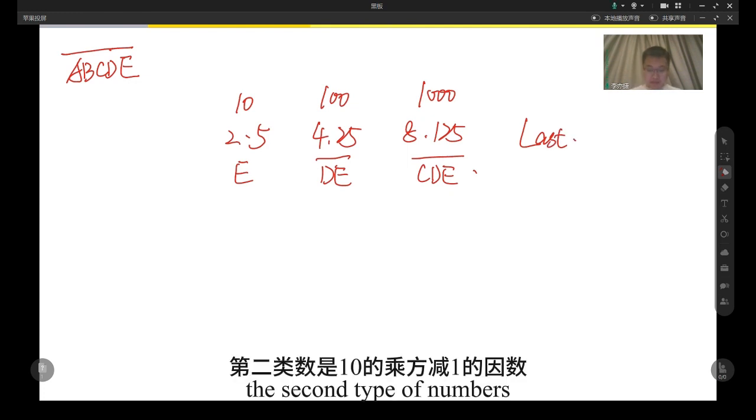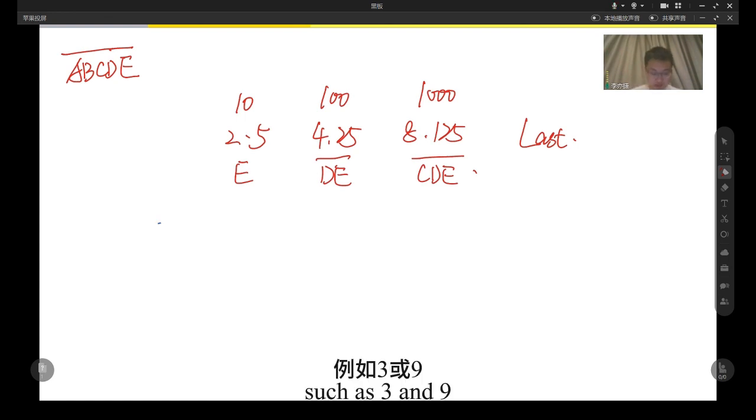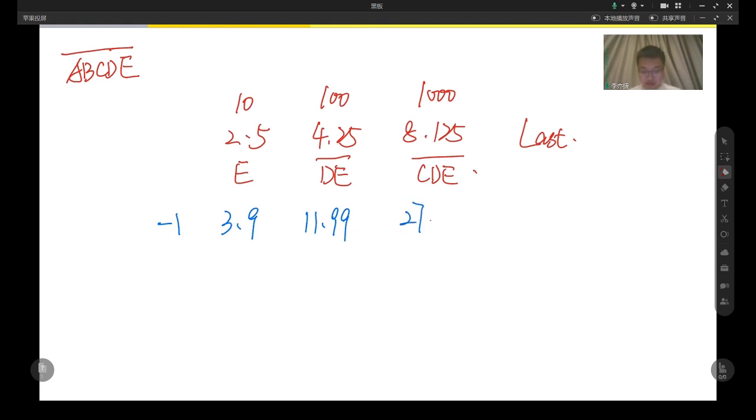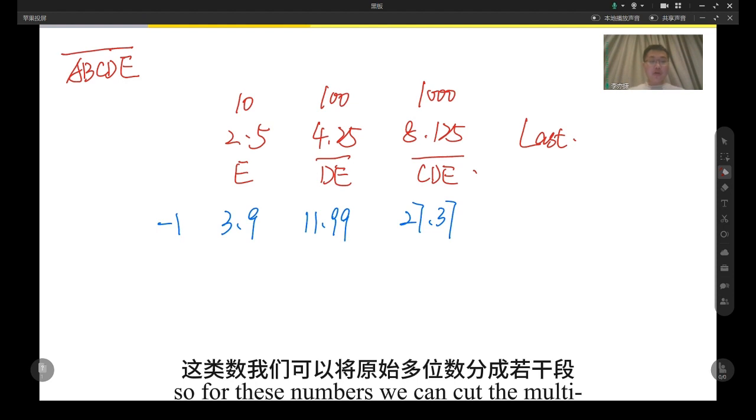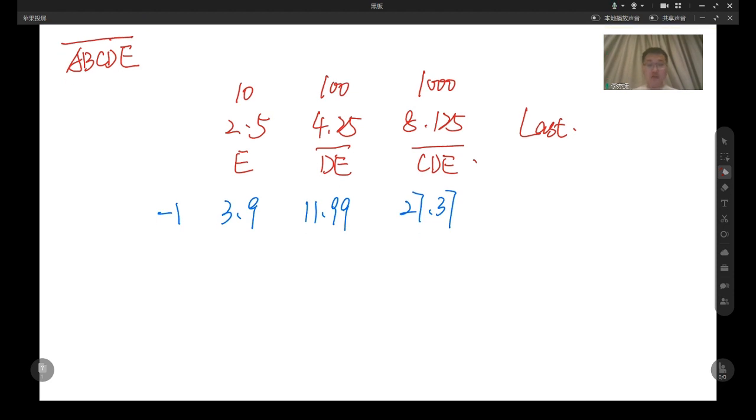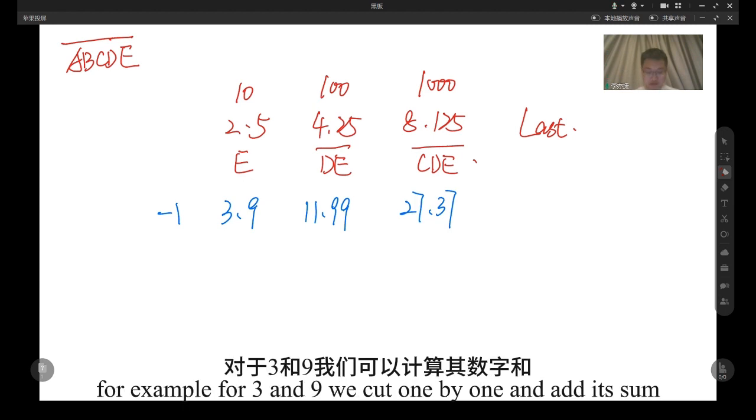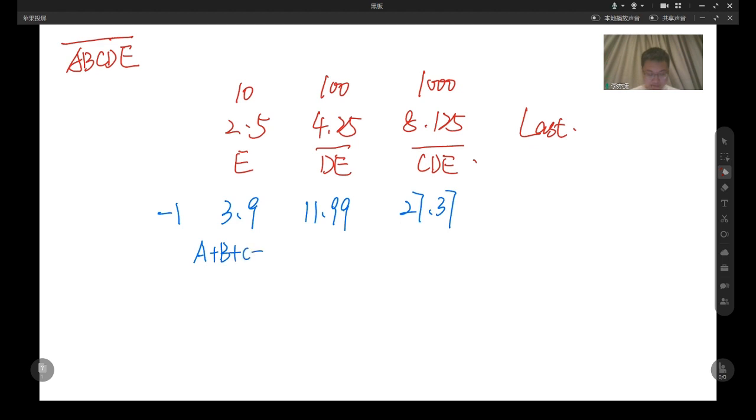The second type of numbers are factors of a power of 10 minus 1, such as 3 and 9, factors of 10 minus 1, which is 9. 11 and 99 are factors of 99, 100 minus 1. And 27 and 37 are factors of 999, 1000 minus 1. For these numbers, we can cut the multi-digit number by digits. For example, for 3 and 9, we cut 1 by 1 and add the sum.